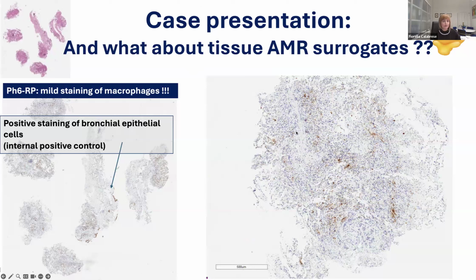And what about another tissue AMR surrogate that is increasingly used in several pathology labs, phospho-S6 ribosomal protein? This is a phosphorylated protein of the mTOR pathway that has been demonstrated to be overexpressed in AMR of several solid organ transplants, cardiac AMR, kidney AMR, and also lung. So the immunostaining was carried out also in our case, but the immunostaining was not so supportive. We detected only mild to moderate staining of macrophages.